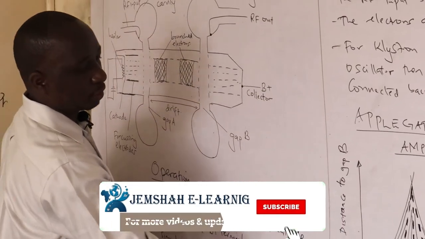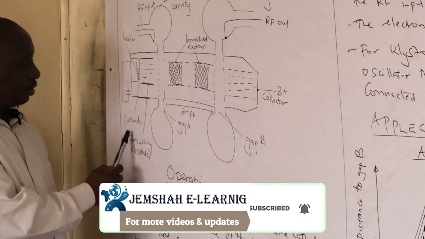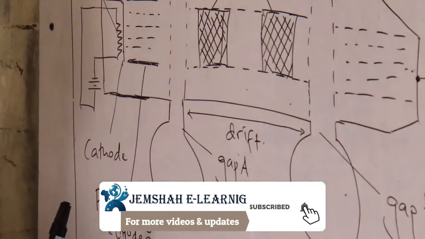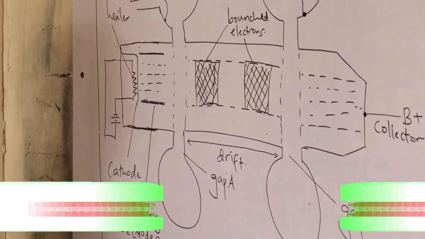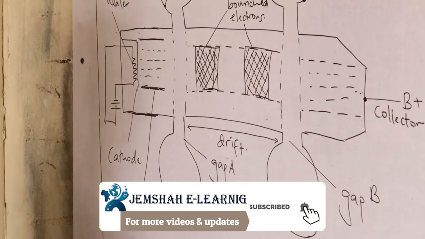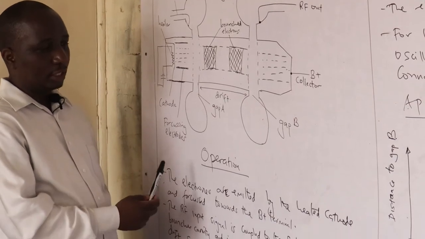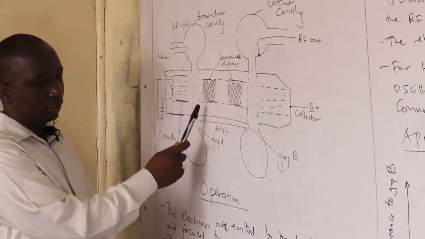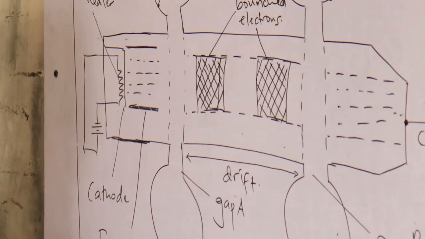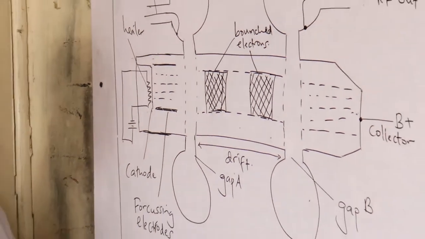So this is correlated with this one. At this point here, we're talking about the RF signal being more negative, between the cathode and gap A. The electrons are still moving, but at a retarded speed, and that's the negative part of the sine RF input signal. But once we start rising towards the positive side, it allows the bunching to occur because the RF signal is going to be positive, and the energy that the RF signal has and the energy possessed by the electrons are going to combine, and the modulation will take place.